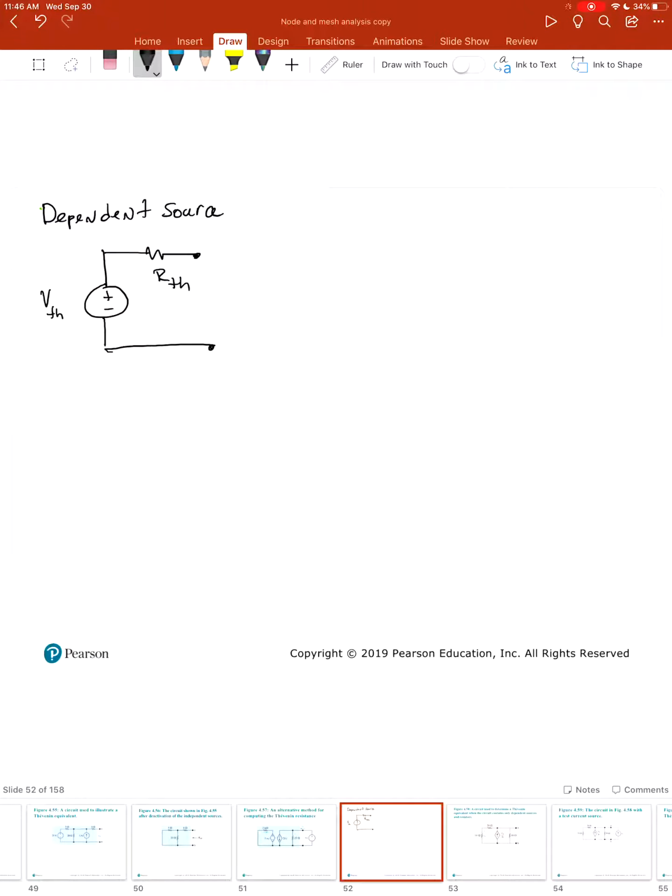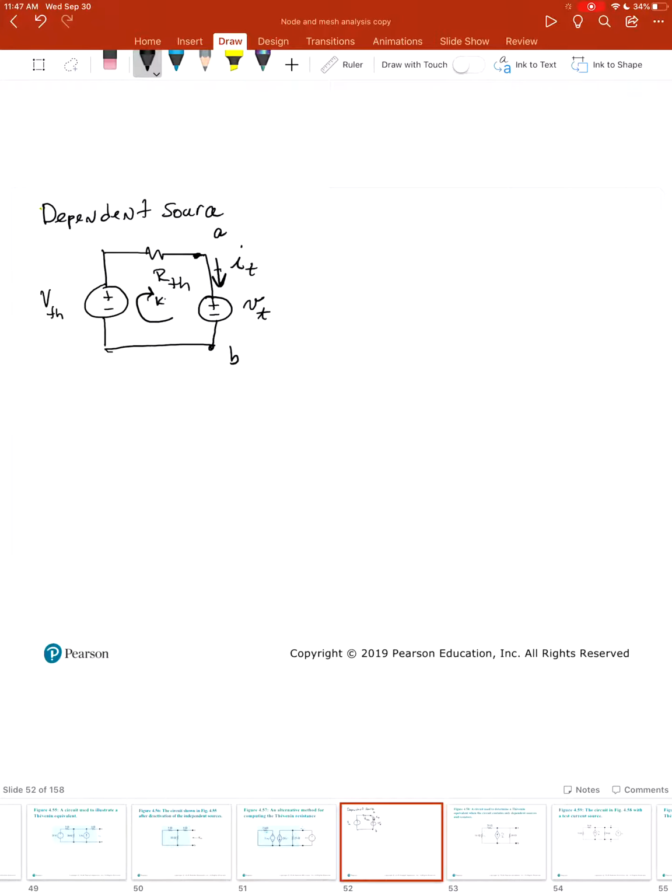And in the past, we've done that by finding the open circuit voltage and the short circuit current. But if we only have a dependent source, we don't have anything powering the dependent source, so we can't actually find an open circuit voltage and a short circuit current. So we take another approach. I'm going to put a little voltage source here and call it V-test, and the presence of that voltage source will generate a current I-test.